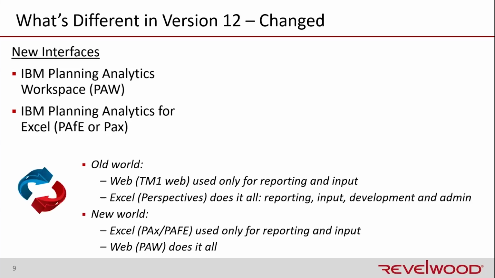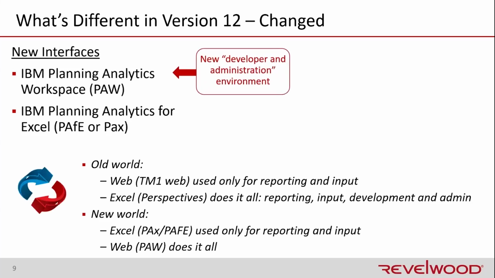Okay. In the new world, however, we flip it a full 180. In the new world, Excel is your consumer base. Excel is what you're going to use for the reporting and the input. And the web, the PAW interface, this is where you're going to say does it all. This is where you're going to use it for reporting. This is where you're going to use it for input. But the PAW interface is now where you're going to do developer and administration also. Okay.